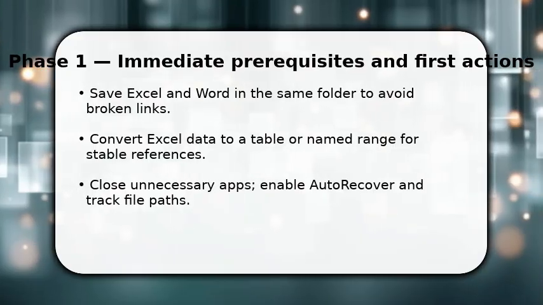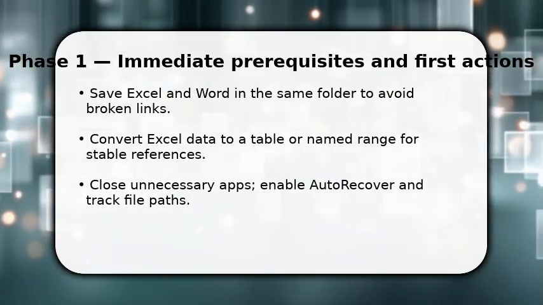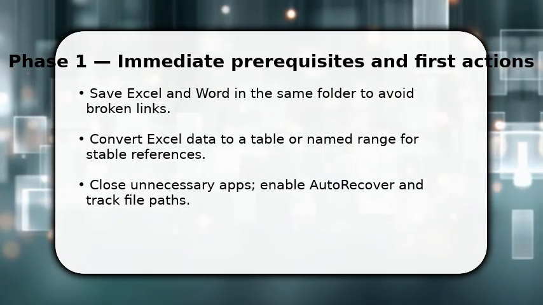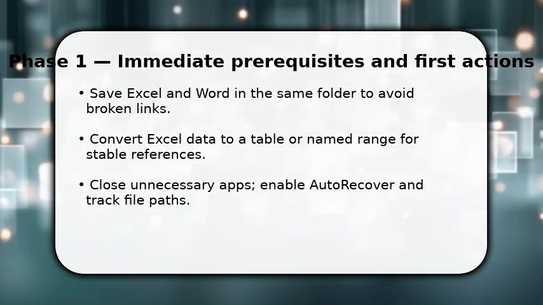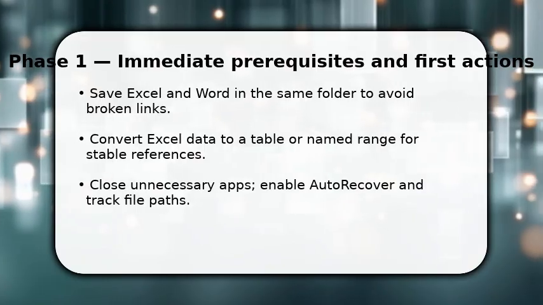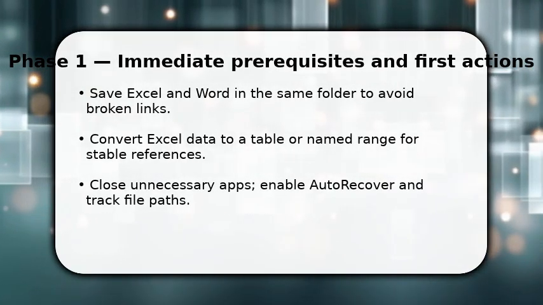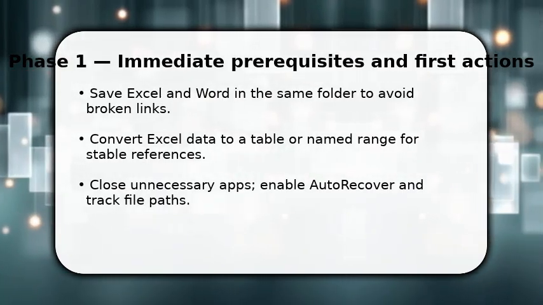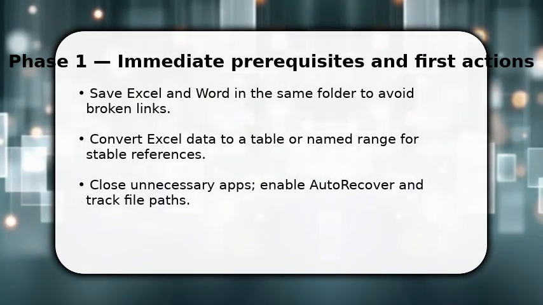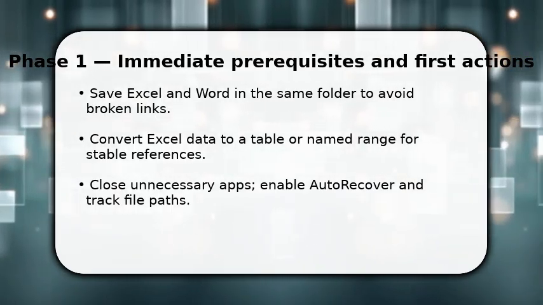You start by preparing both files and choosing the exact data to link. Open Excel, select the range and convert it to a table or give it a defined name. This stabilizes references when Word reads the data. Save the Excel file, then open the Word document where you want the live content. Make sure both files are in accessible locations, local or network drive, and note their paths because Word will store a link to that path when you paste.